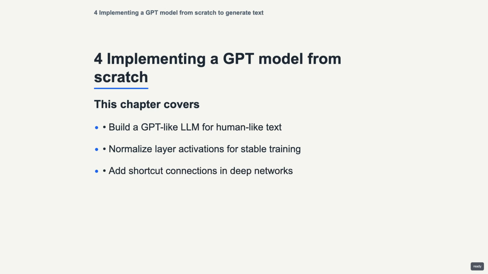Shortcut connections let information bypass a layer and travel more directly through the network. They help optimization by making it easier for deep models to preserve useful signals instead of losing them as the stack grows.